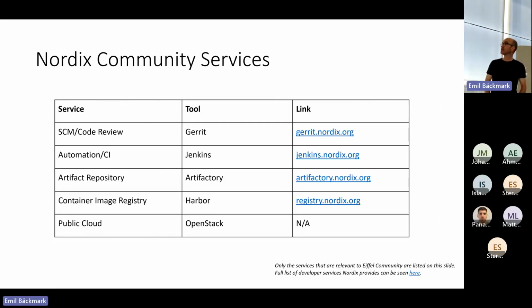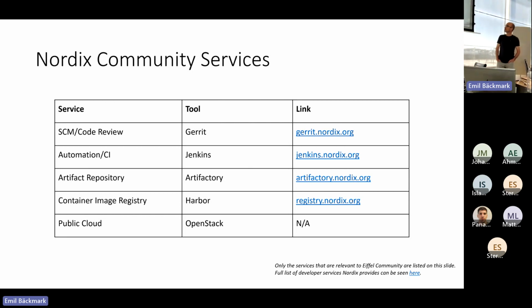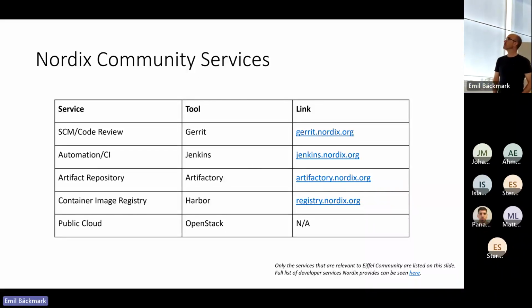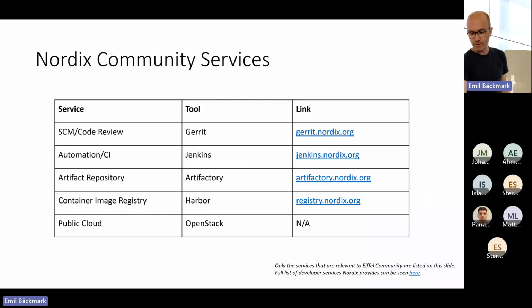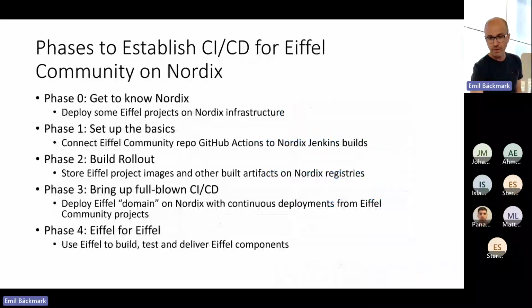There are some services available today, on open internet addresses. There is a Gerrit instance on this infrastructure that is available for use. There is a Jenkins instance. There is an Artifactory to store binaries in. And there is also an image registry, which can be used. Then there is the public cloud, where we can get access to a cluster ourselves and deploy things. That's what we will soon look into a bit more, how we will do that.